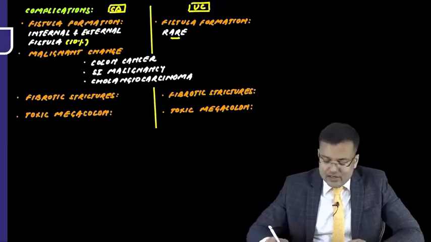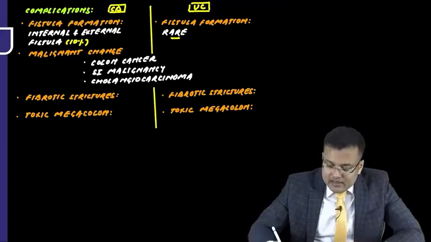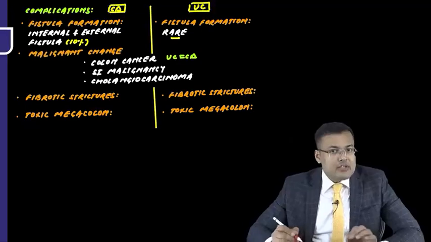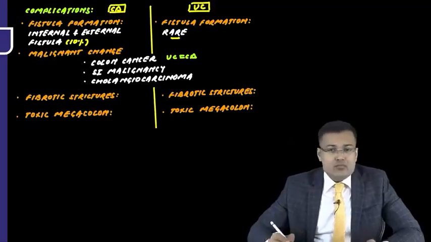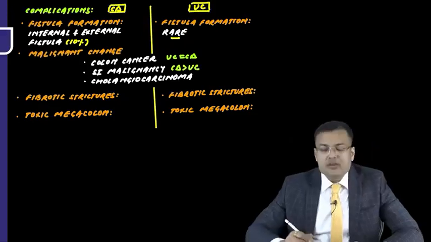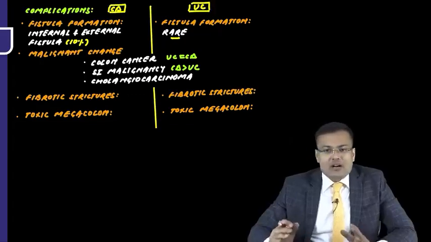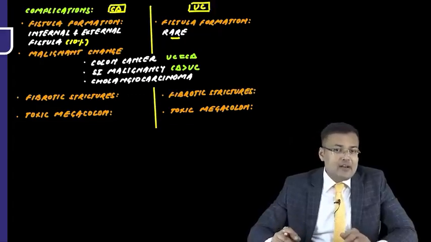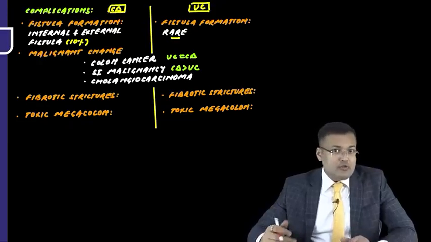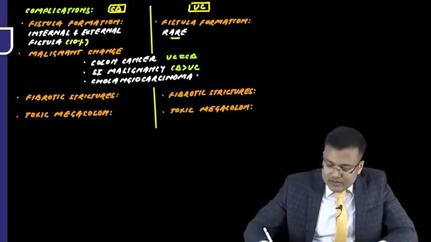Now, malignant change. If you see the risk of colon cancer, it is equally common in ulcerative colitis as well as Crohn's disease. But small intestinal malignancy is more common in Crohn's disease. And you know that for cholangiocarcinoma, ulcerative colitis is a risk factor. So here, the risk of cholangiocarcinoma is more in ulcerative colitis as compared to Crohn's.